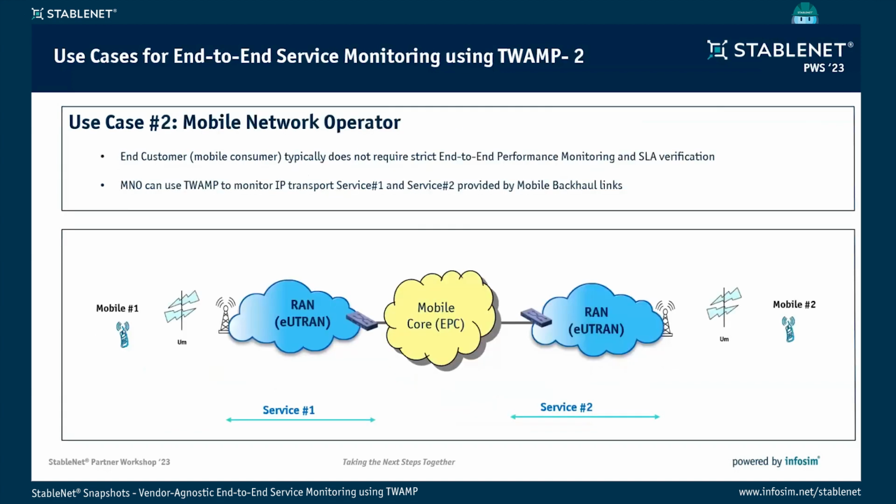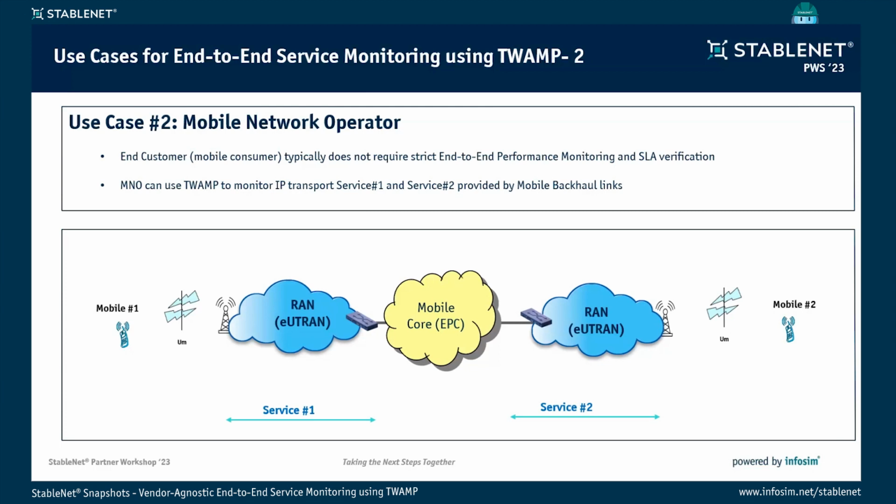Now let's look at use case number 2. This is for a mobile network operator, and you can see the two private customers with mobile number 1 and mobile number 2 in the figure. But these private customers typically do not require strict end-to-end performance monitoring, SLA verification. But the mobile network operator himself is often interested in monitoring the service number 1 and service number 2 parts of his network. And these are the mobile backhaul links.